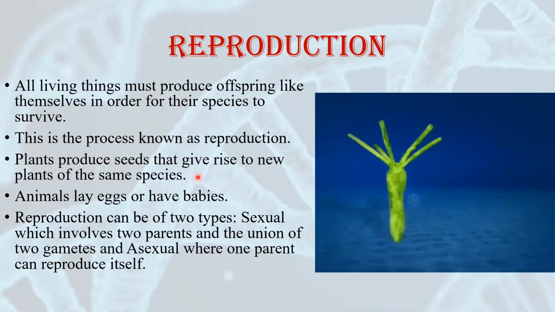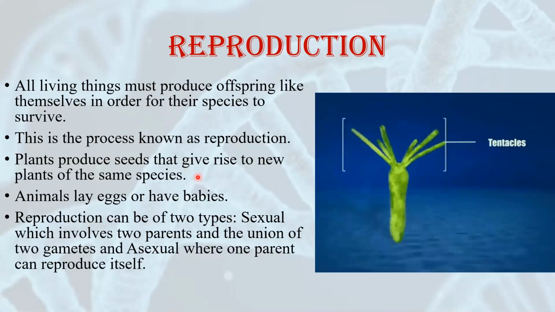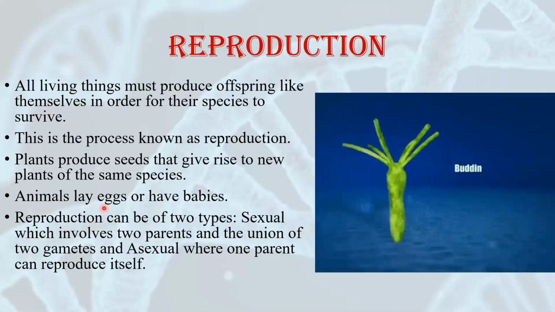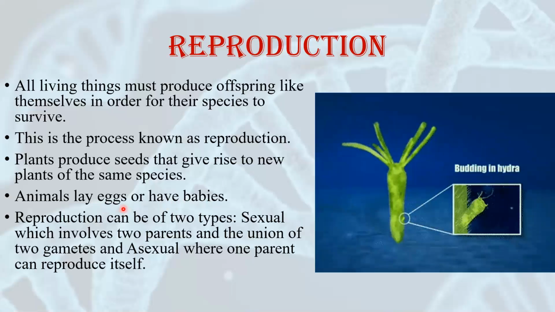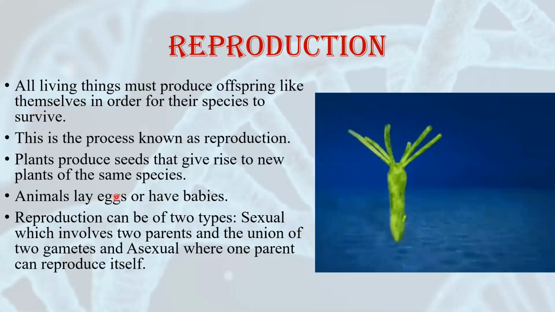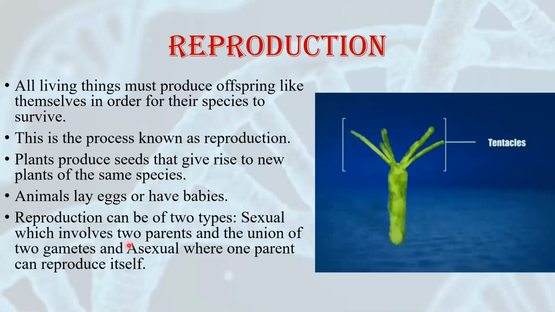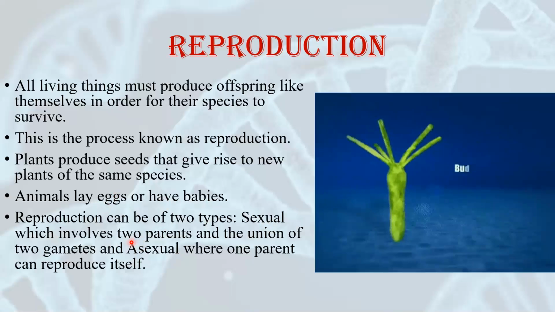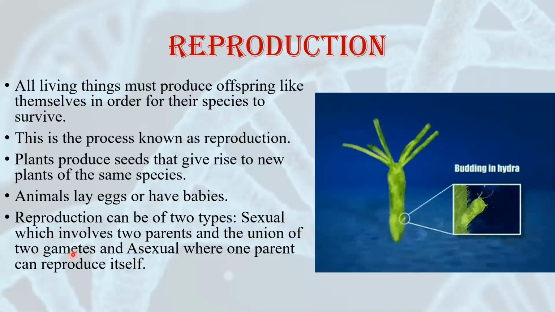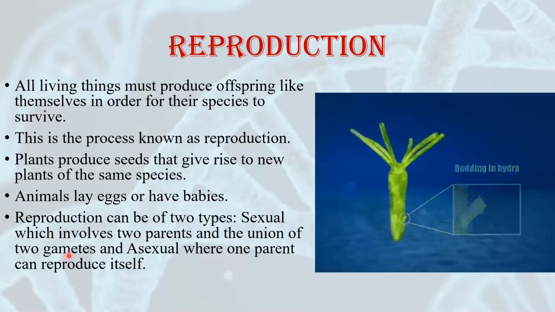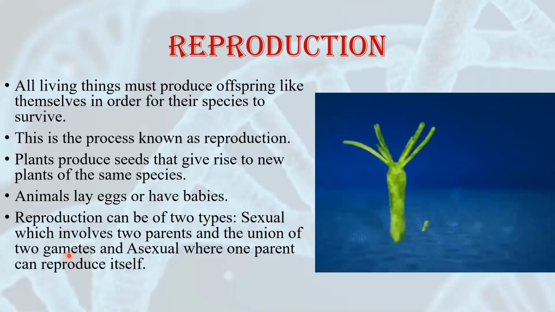Plants produce seeds that give rise to new plants of the same species. Animals either lay eggs or they have babies. What do humans have? Humans have babies. Humans do not lay eggs. Reproduction can be of two types: sexual reproduction or asexual reproduction. In sexual reproduction, two parents are involved, a male and a female, and there is union of two gametes. Gametes means the male reproductive cell and the female reproductive cell.